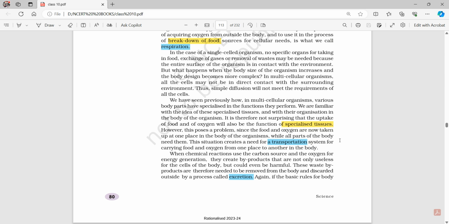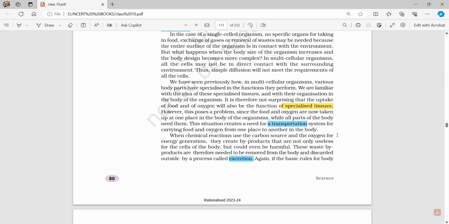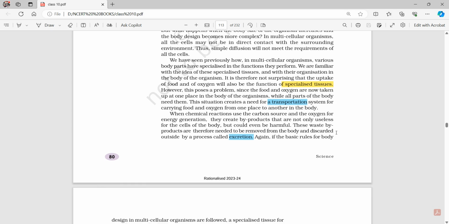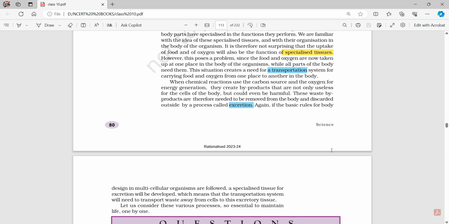This situation creates a need for a transportation system for carrying food and oxygen from one place to another in the body. When chemical reactions use the carbon source and the oxygen for energy generation, they create byproducts that are not only useless for the cells of the body but could even be harmful. These waste byproducts are therefore needed to be removed from the body and discarded outside by a process called excretion.